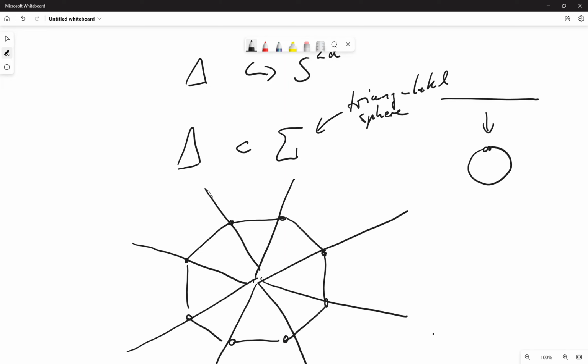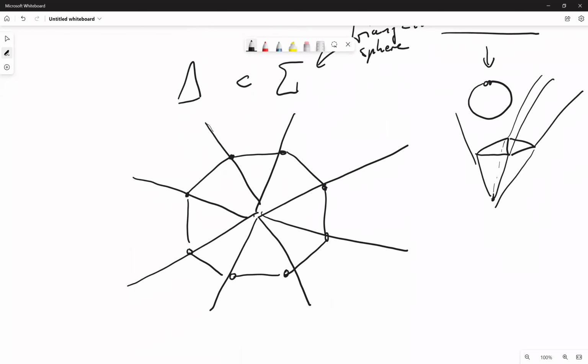That's a fan. So a simplicial complex is glued out of simplices, right? It looks like this. And a fan is glued out of simplicial cones, so cones over simplices. That's it. That's a fan. So I think of this as a fan.